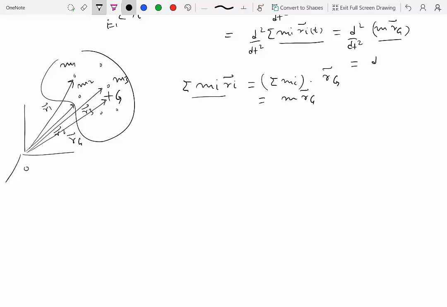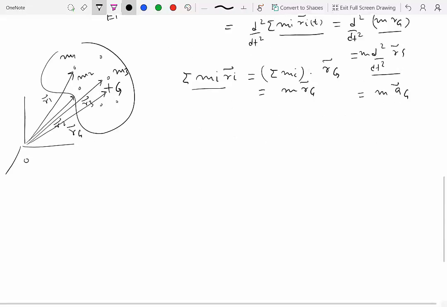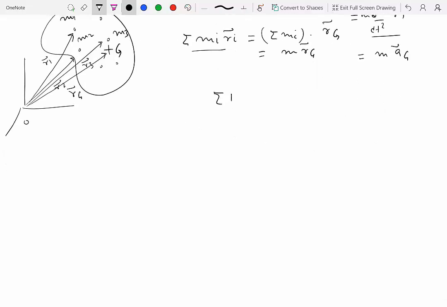That means this can also be written as m times d2 over dt2 of rg. And what is this quantity? This is nothing but the acceleration of the center of mass. So what we obtain is sigma Fi equal to m times the acceleration of the center of mass. Now that's a very good result.